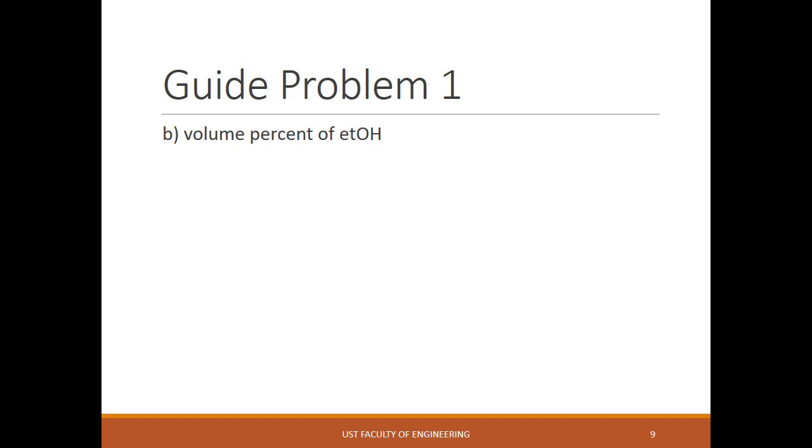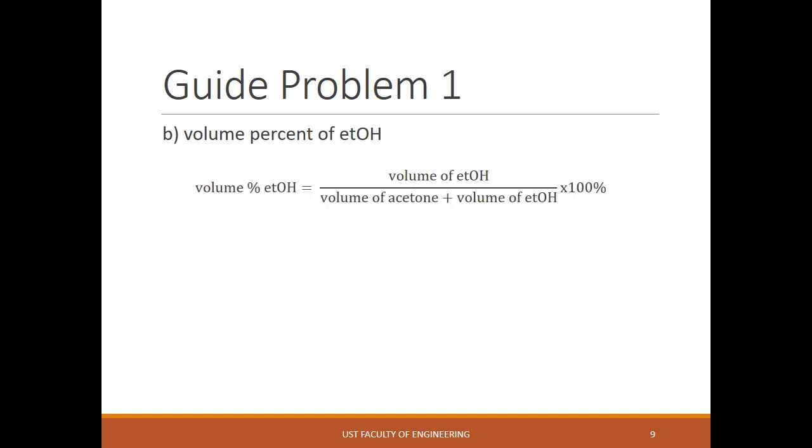To solve for the volume percentage of ethanol, we can use the given formula. Volume percent of ethanol equals volume of ethanol over volume of acetone plus volume of ethanol times 100%. Since the volumes were already given in the problem, we can simply substitute them into the formula. Therefore, the volume percent of ethanol is equal to 50 ml over 35 ml plus 50 ml times 100%, which is equal to 58.82%.